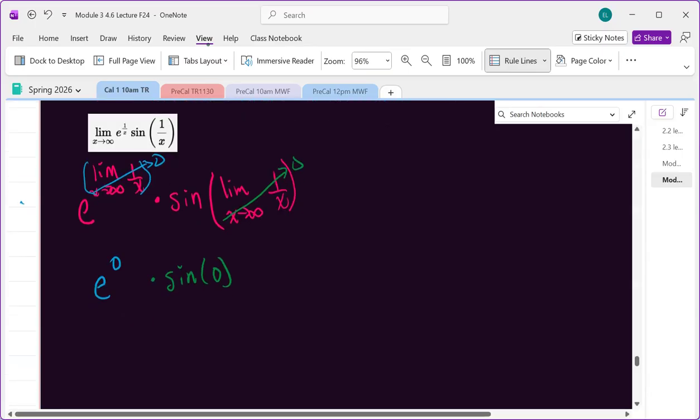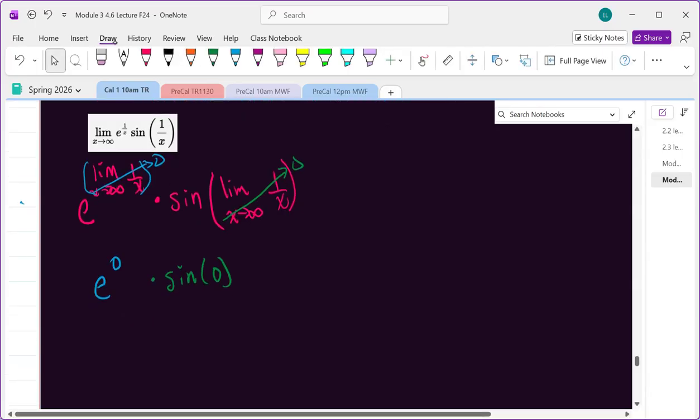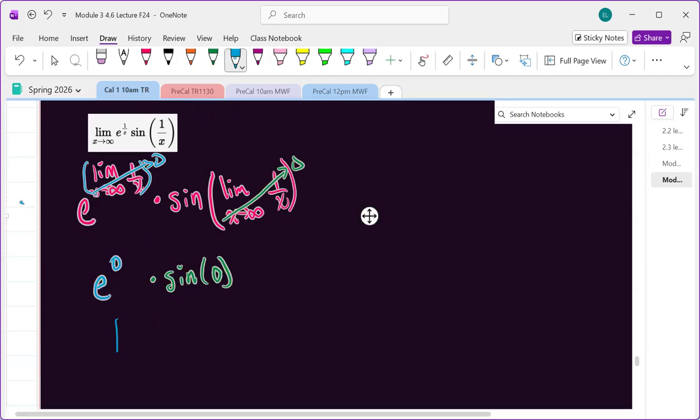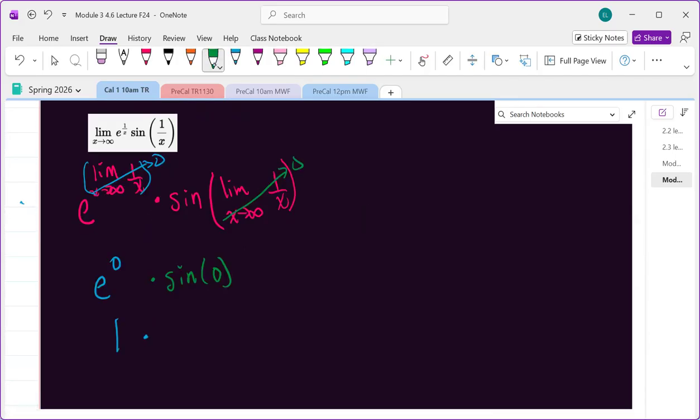So what is e to the 0? Yep. What about sine of 0? Do we remember? So which one? Is it 0 or 1? One of them's 0 and one of them's 1, but we have to remember which one's which.